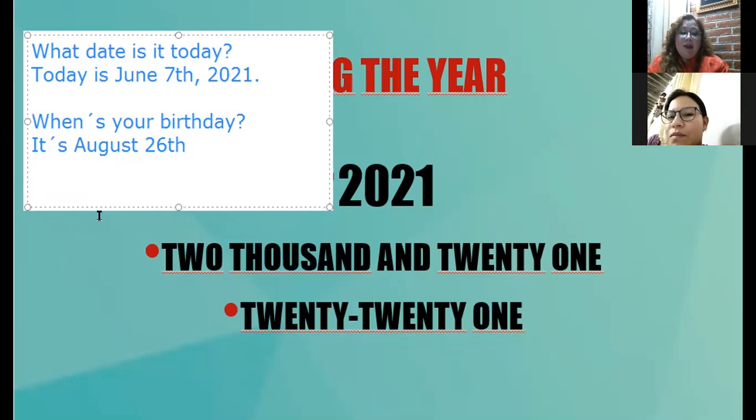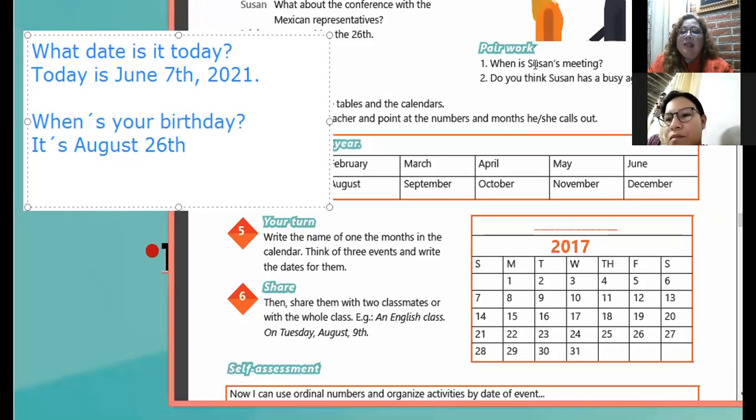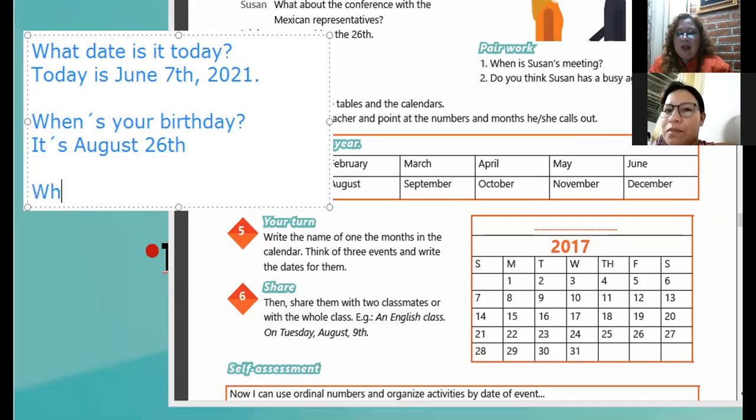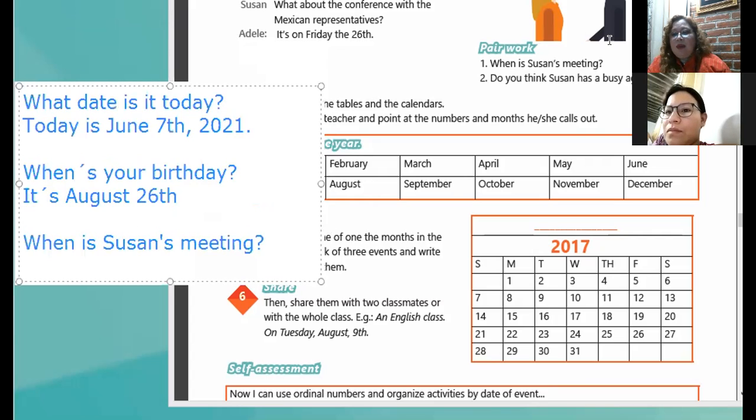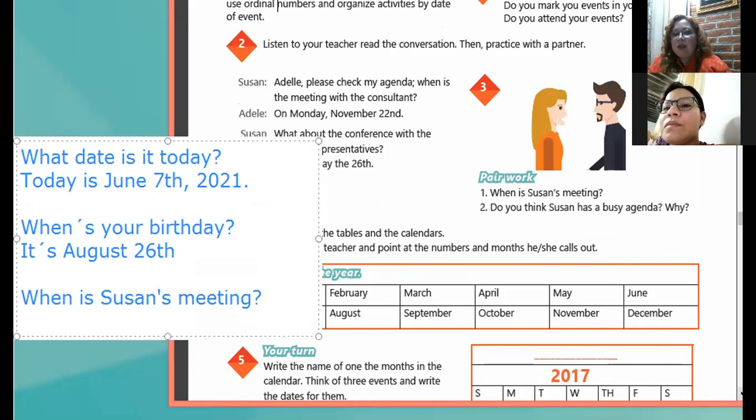Ahí estamos. Now, le voy a hacer una pregunta que está en el manual y que es bien important. Porque dice acá, we need to express the agenda activities, or your scheduled activities. In the conversation, Susan is talking about a meeting, right? So she says, when is Susan's meeting? Let's write it down here. Ahora veamos la fecha en que es esa reunión. What date is it? What is her answer?